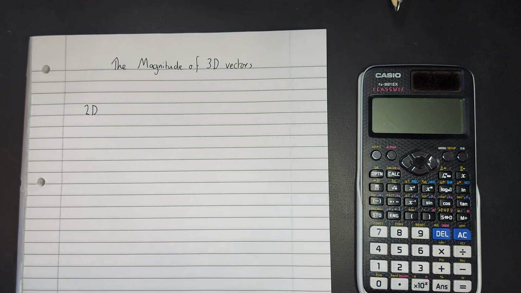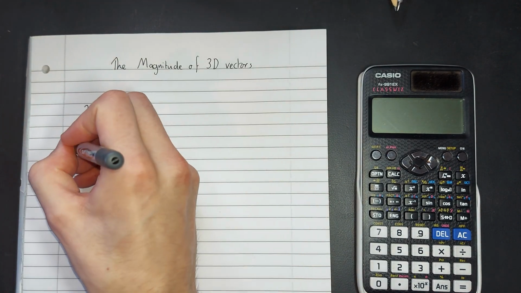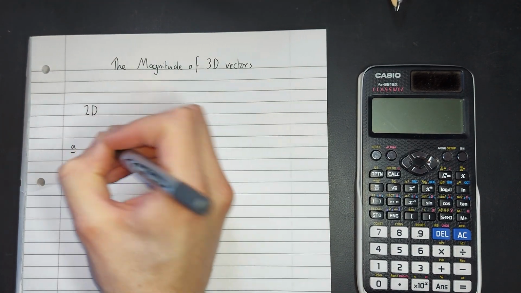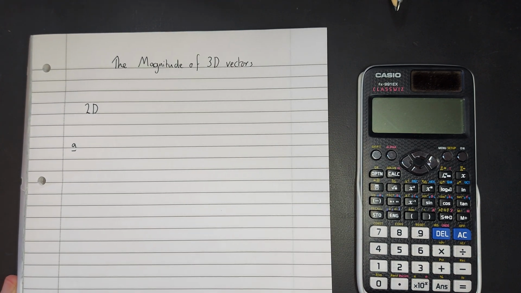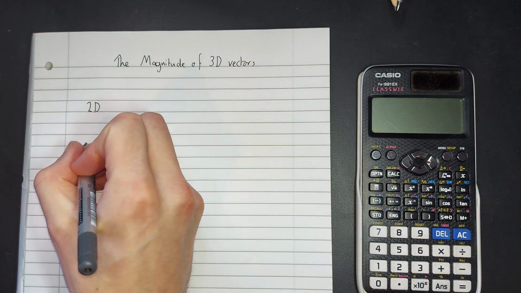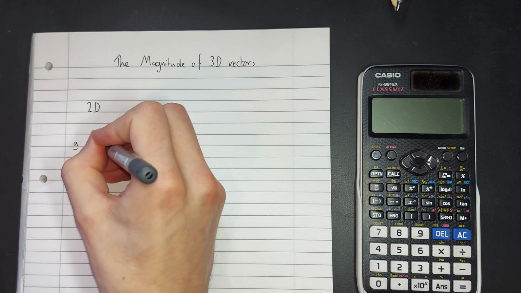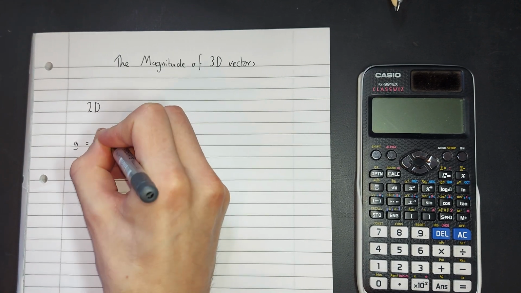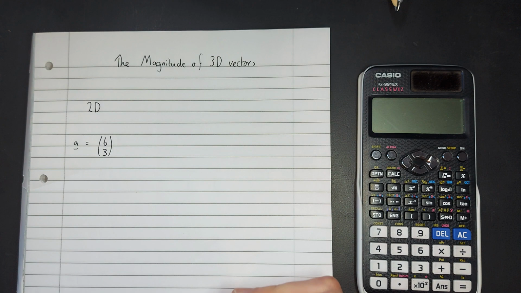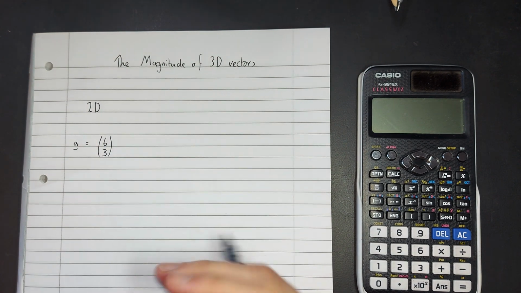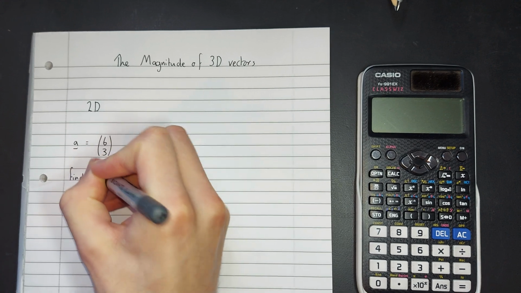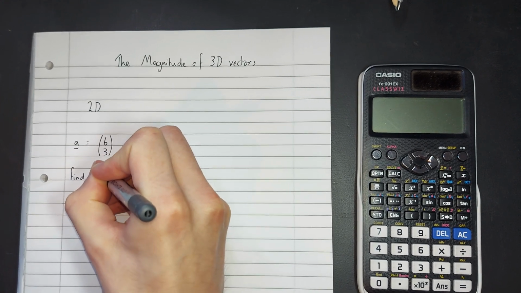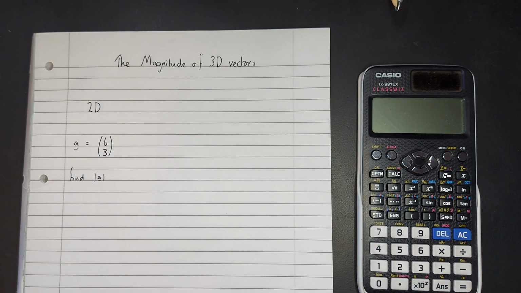So first of all, we'll do it in 2D. Hopefully this is a recap, if anything. Let's have a look at the notation as we go. So I'm going to call a vector A. Remember, I underline it because I can't write it in bold. This vector, I'm going to write as a column vector like this. It's going to be 6, 3. And what we're going to be finding is the magnitude of that vector. So we're going to find the magnitude of A.